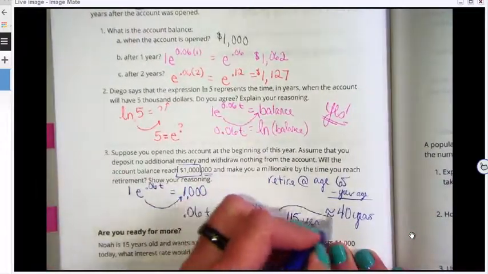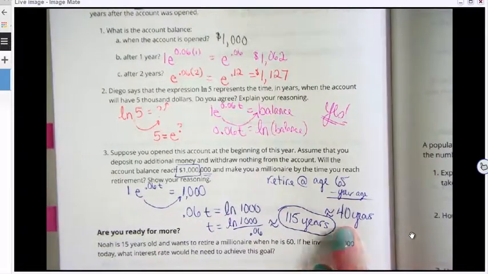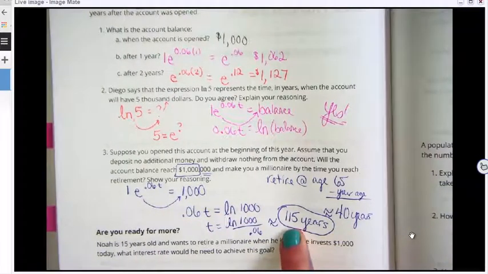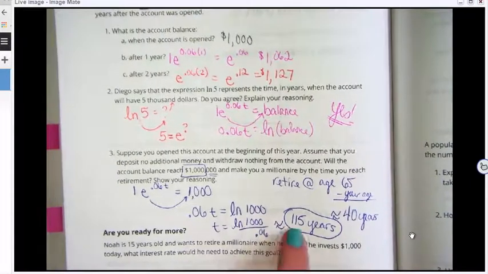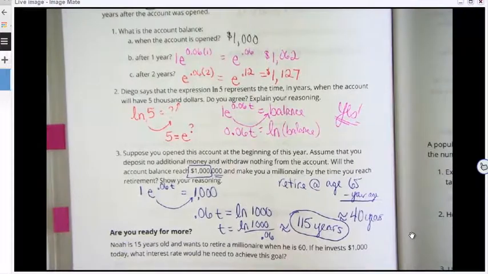Now, even if you guys are younger than me and you have 40 years to get there, it's not going to make it to $1 million by that time. So it would take 115 years for this to grow.